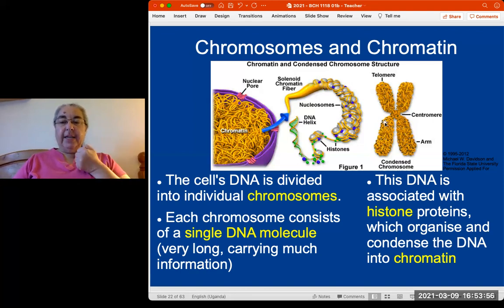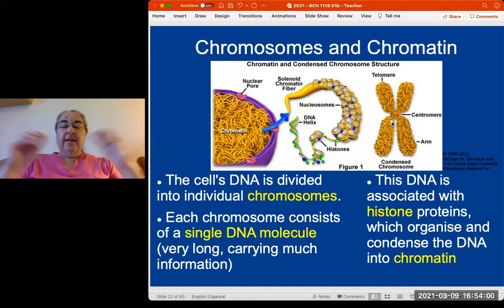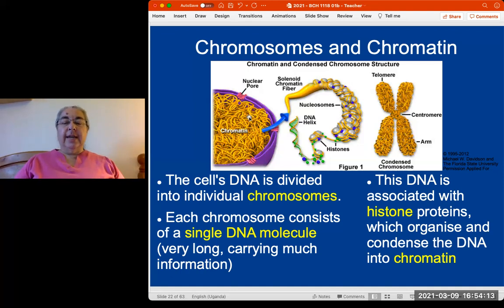And when it's all packaged up tightly like this, the DNA becomes easier to organize, to separate, to place in two new nuclei. You can see this sort of structure when it's all lying wrapped around itself. It would be hard to take just one part from here. But when it's packaged up, it's a lot easier to organize into two new nuclei. So each chromosome, each of these structures, is a single long DNA molecule carrying lots and lots of information. Well, actually, as this is two chromosomes, sister chromatids joined at a centromere, this is actually two DNA molecules which will separate during cell division. So histone proteins are the ones which condense and organize the DNA into chromatin.